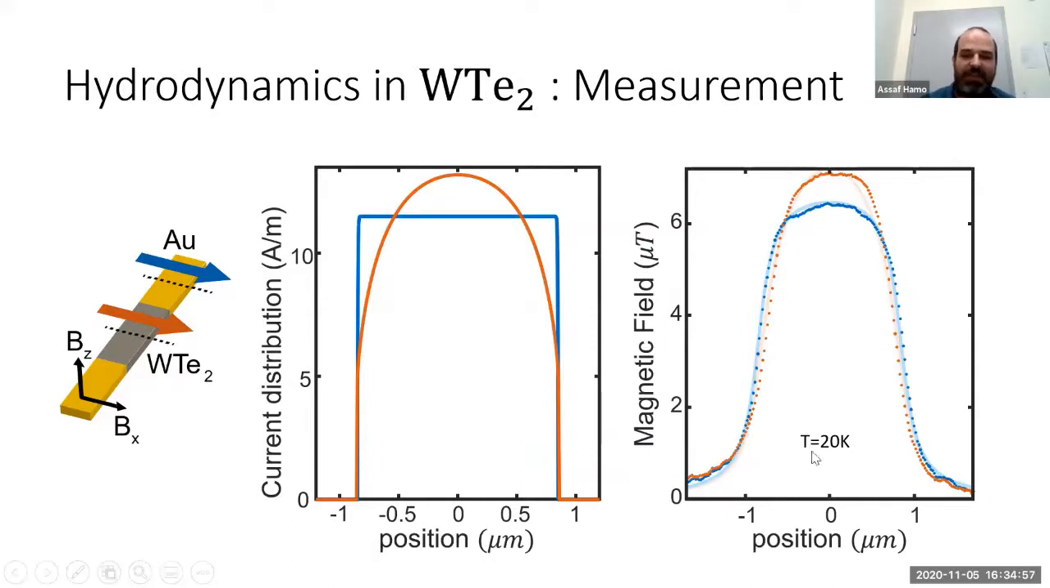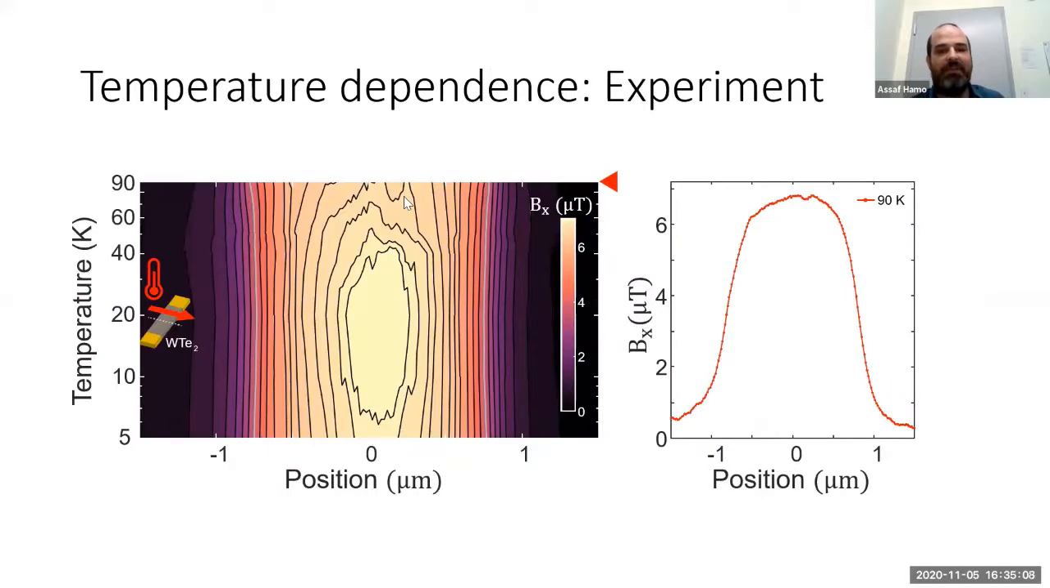So this was measured at a specific temperature, 20 Kelvin. What we did is we changed the temperature. We scanned the magnetic field above the tungsten telluride for different temperatures, and this is the measurement here. The x-axis is the position across the wire, the y-axis is the different temperatures, and the color represents the magnetic field. This is a complex figure, so I want to start with simple 1D cuts of it.